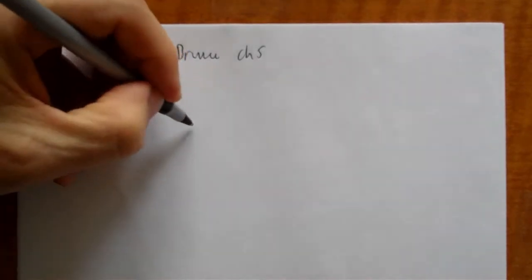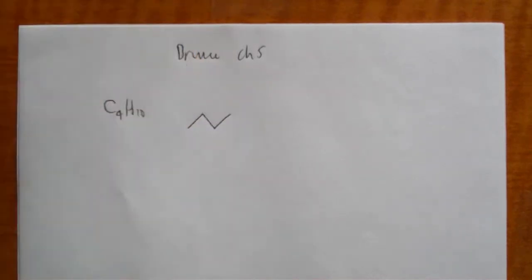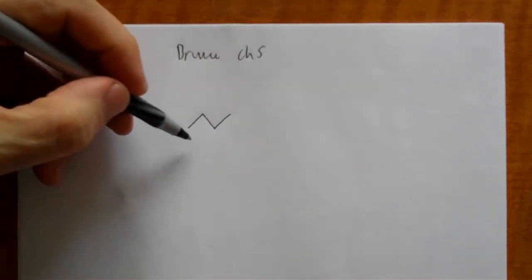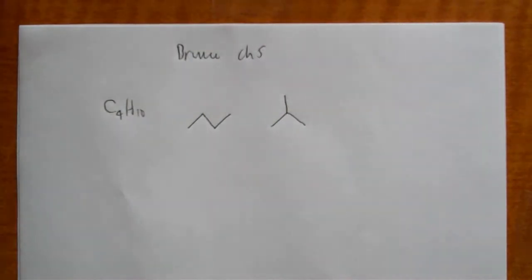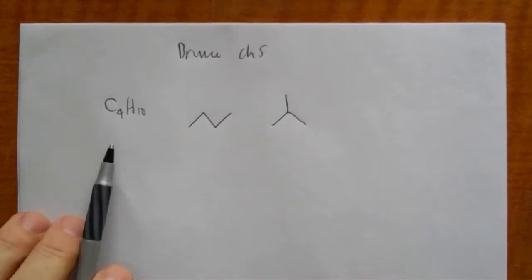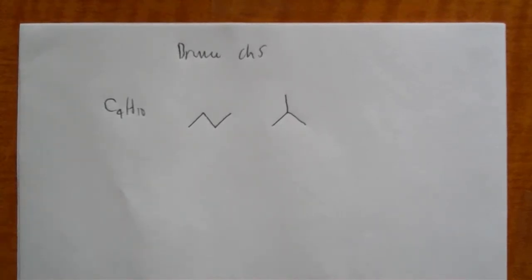C4H10. What could C4H10 be? Well, it could be a straight chain of 4 carbons, and if we count the hydrogens here, we'll see that there are 10 hydrogens. Or it could be the branched isomer. And that's it. That's all C4H10 can be.